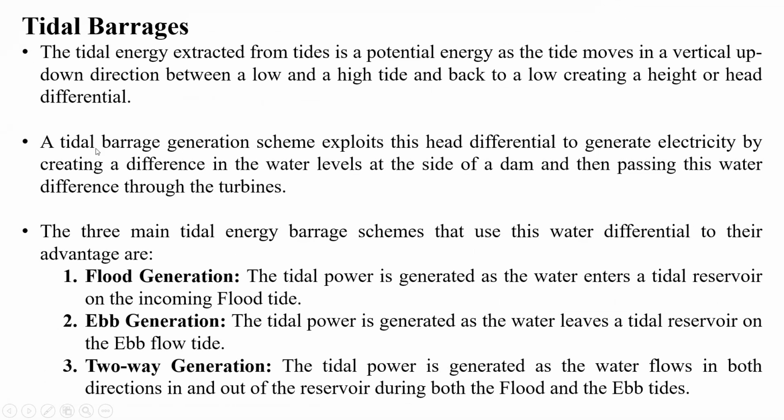So what are the three types of tidal barrage system? Basically, one is flood generation, another is ebb generation, and the other is two-way generation. So these are the three types of tidal power generation.